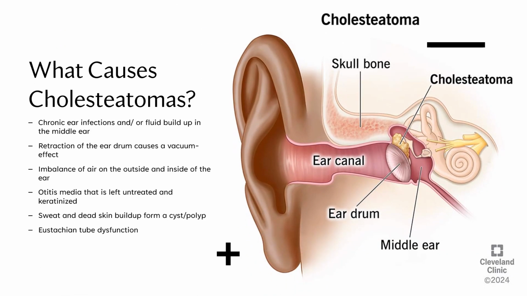What causes a cholesteatoma? Chronic ear infections and/or fluid buildup in the middle ear can be a cause. One, retraction of the eardrum creates a vacuum effect, making it easier for a cholesteatoma to appear. Imbalance of the air on the outside in the ear. Otitis media that is left untreated and keratinized. Sweat and dead skin buildup form a cyst/polyp, and that causes eustachian tube dysfunction, which makes it easier for a cholesteatoma to grow.